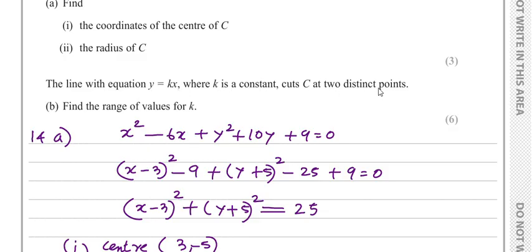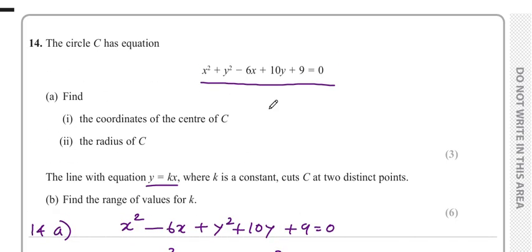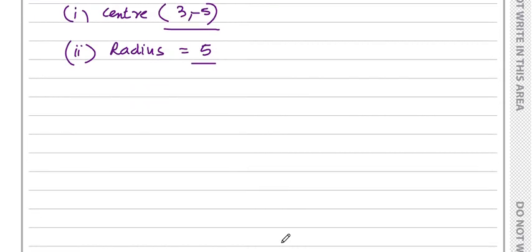The line with the equation y is equal to kx, where k is a constant, cuts the circle C at 2 distinct points. That means the line should pass through the circle, not as a tangent. So find the range of values of k. All right. So y is equal to kx means if I substitute y is equal to kx in this equation of the circle, then I will get a quadratic. And then since the question says that there are 2 meeting points, I can then say that b squared minus 4ac should be greater than 0 and then solve for k, right? Let's use that strategy here.